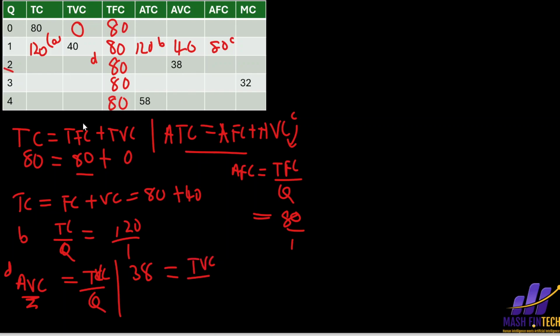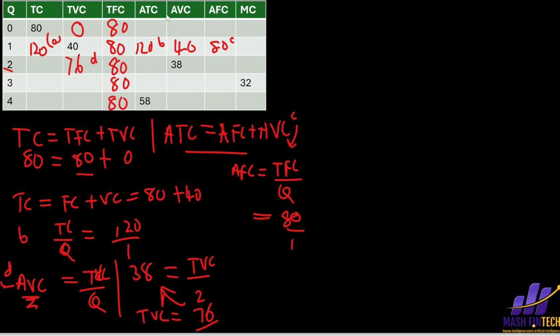Now the quantity is 2 here. We divide this by 2. Then we cross multiply. We say the total variable cost equals 38 times 2. When you multiply 38 by 2, you must get 76. That's how you get D. So D, we get 76 here.